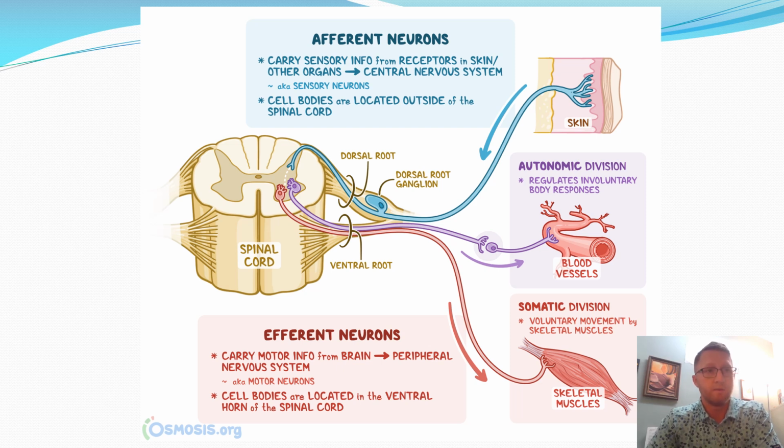And then when you look at the efferent neurons, these carry motor information from the brain to the peripheral nervous system. So you will have some type of input into the system via the afferent neurons, and then you have an output as well through those efferent neurons. So kind of the difference between an input, sensory information, and output via contraction of skeletal muscle in the peripheral nervous system.